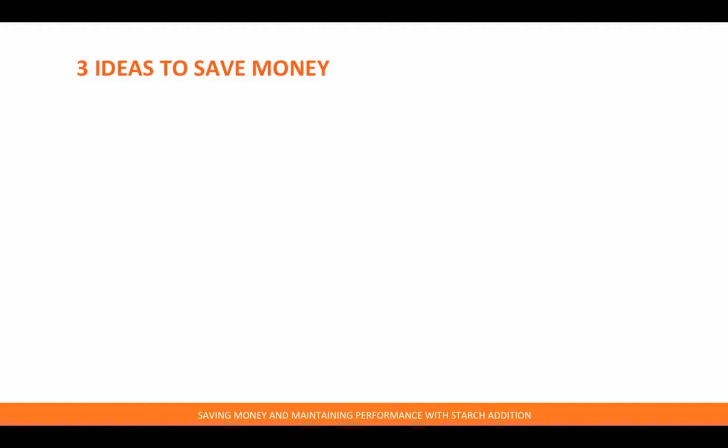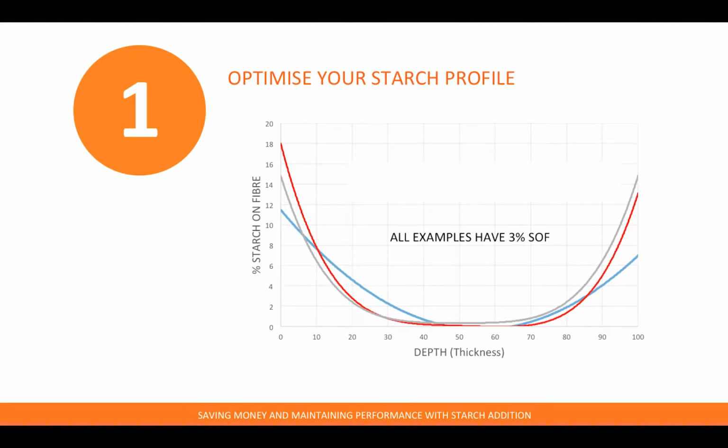Here's three ideas to use that knowledge to save money. First thing is, optimize your starch profile. If you get starch further into the sheet, you'll have less ineffective starch and you'll be more in the cost-effective zone we were talking about before.